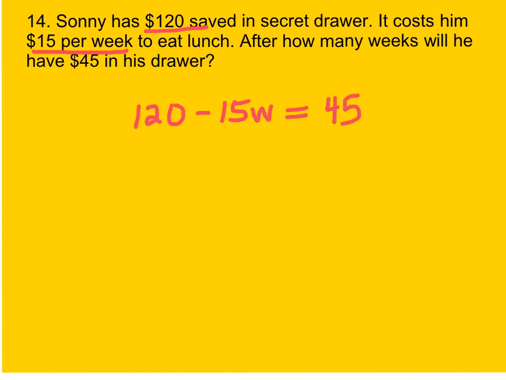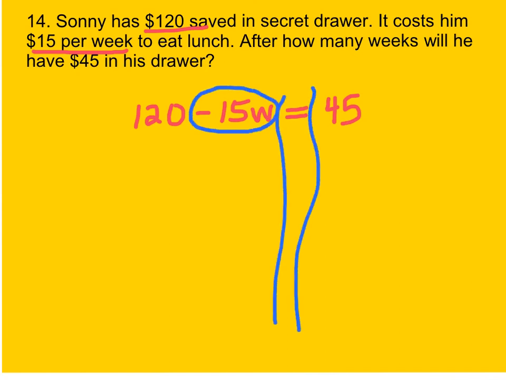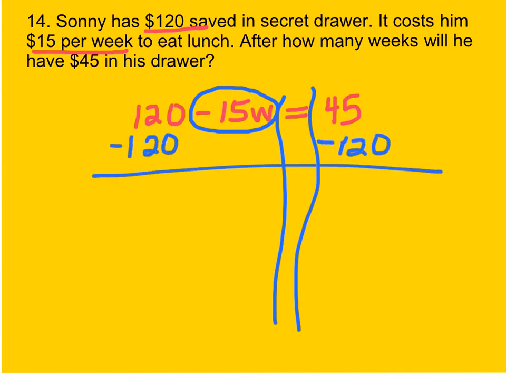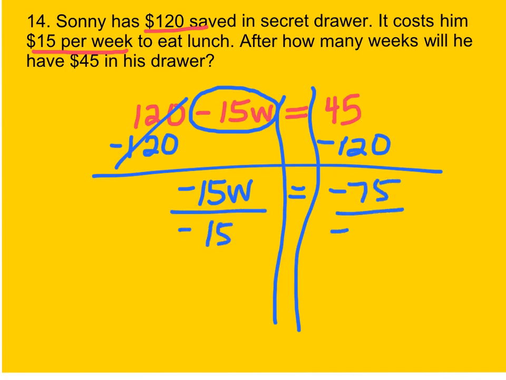So here is our equation. Let's go ahead and draw our river. Circle our term with the variable. If you notice this time there's a minus sign in front of the 15, so we're going to circle minus 15W. Now we're going to subtract 120 from both sides. This is going to leave us with negative 15W equals negative 75. And then the last step will be to divide by negative 15. So W is equal to 5. So it's going to take him 5 weeks, and then he'll be down to $45.